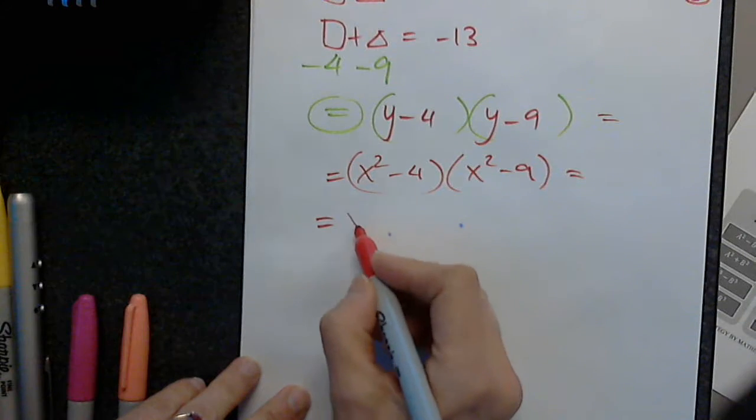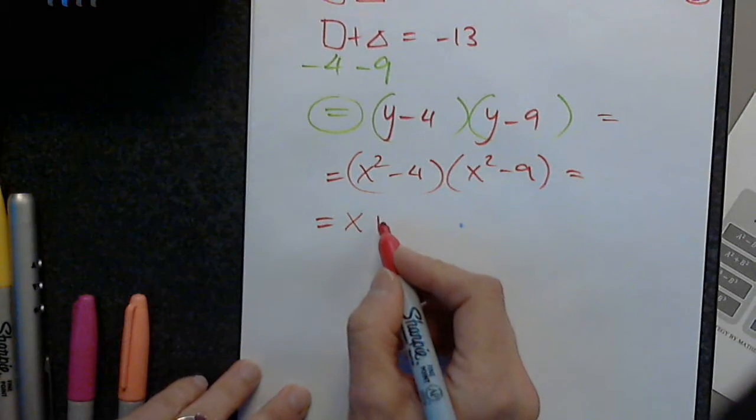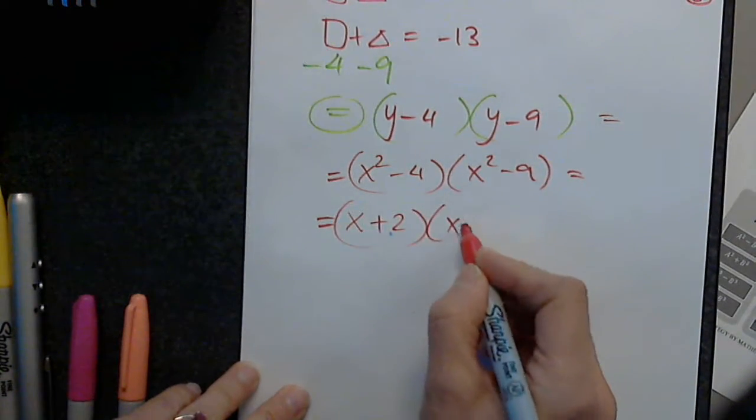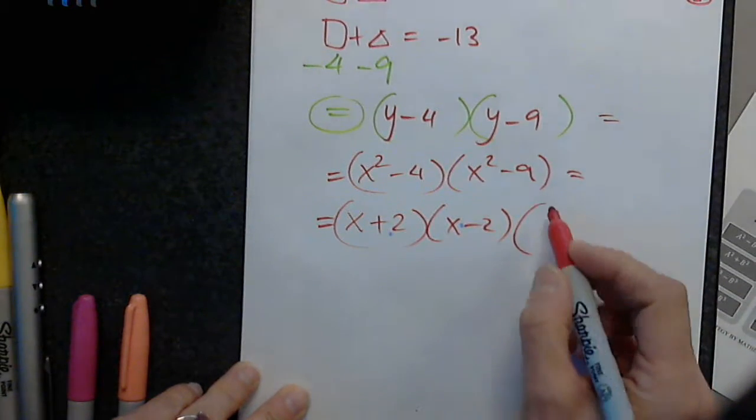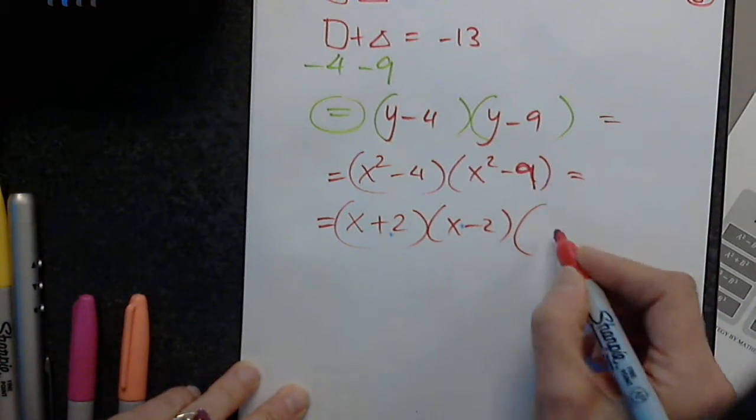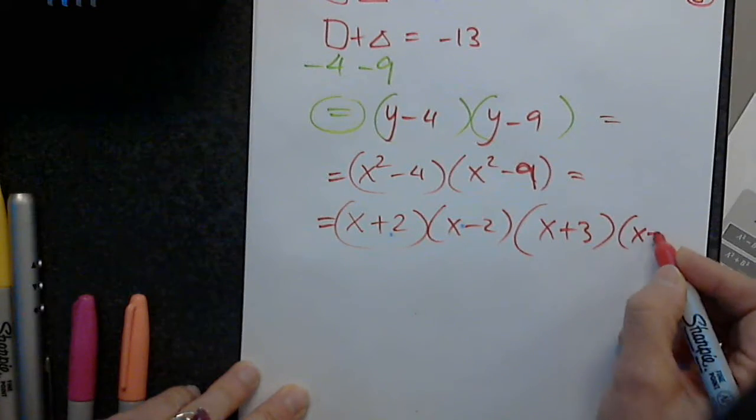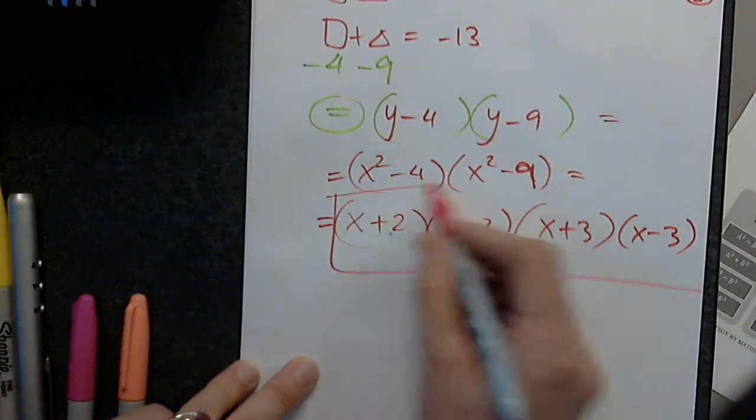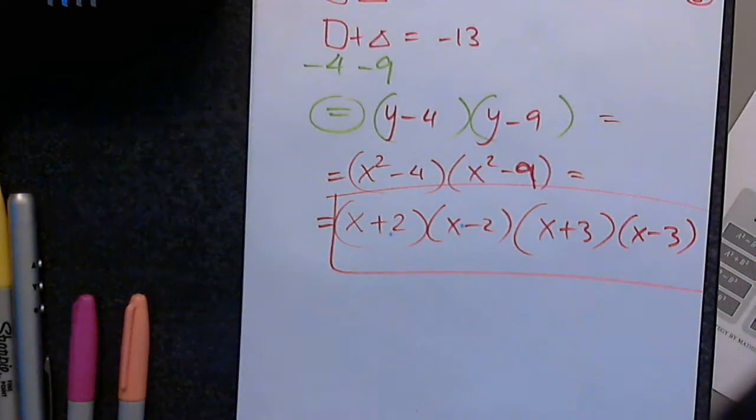Well, the first one would be x plus 2, x minus 2. And the second one would be x squared plus 3, x minus 3. So, a lot of steps here because the degree was 4. And because we had difficulties, we couldn't use a special product. And because degree 4 is not as easy as factoring degree 2.